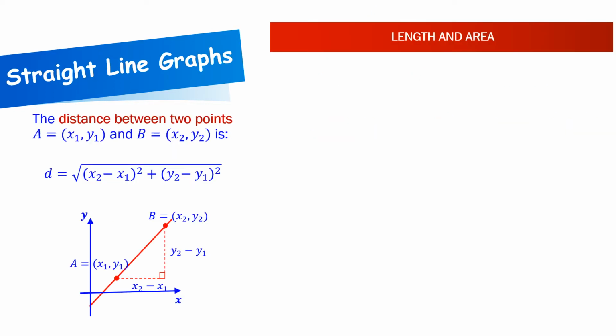The distance between 2 points A equals (x1, y1) and B equals (x2, y2) is d equals the square root of the length of the x side, all squared, plus the length of the y side, all squared. So clearly this is the square root of (x2 minus x1) all squared, plus (y2 minus y1) all squared.